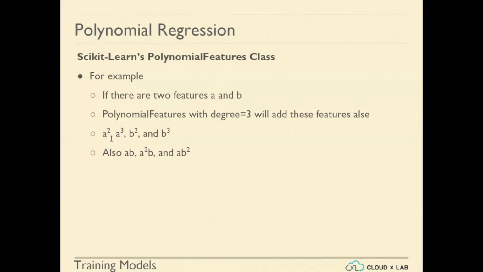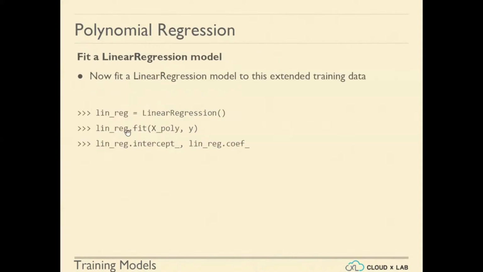Then a square b, then ab square, then a cube, b cube. So it will add all such terms: degree 3 terms, degree 2 terms in all combinations, degree 1. Okay. So now, as you can see here, we are learning a linear model on newly created features, right?